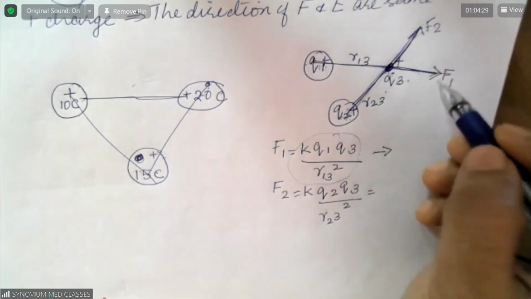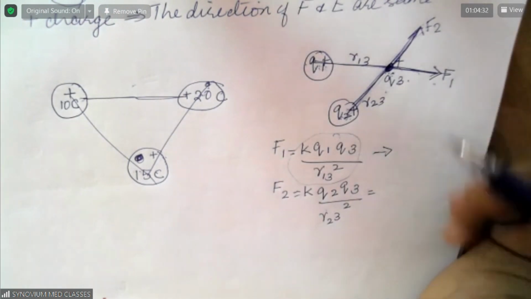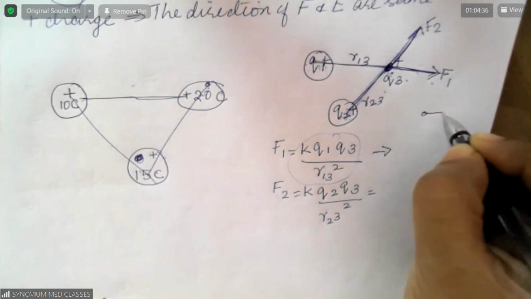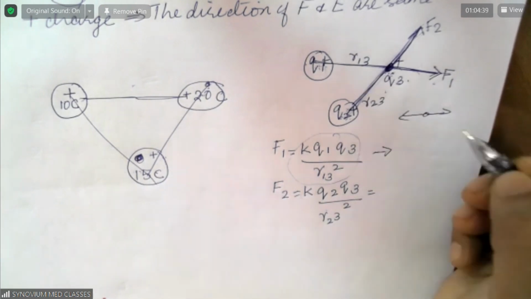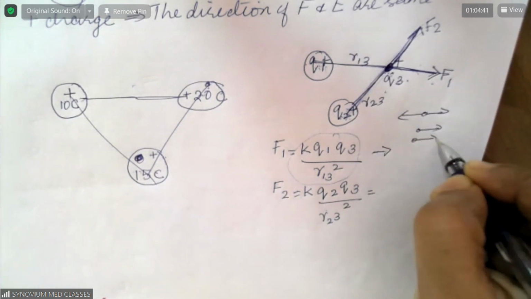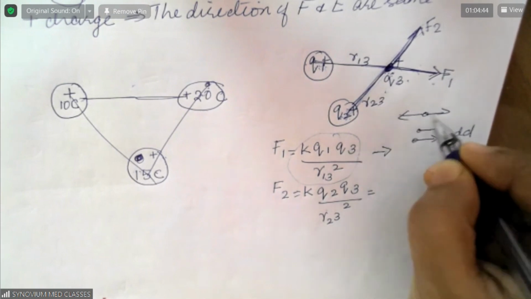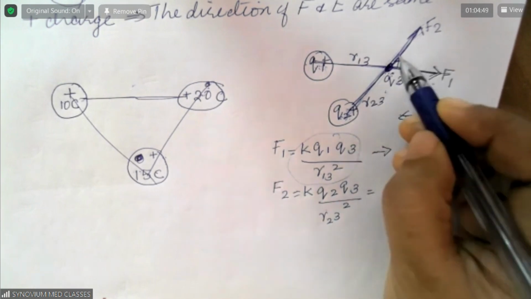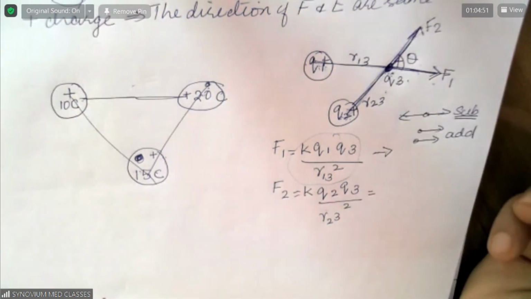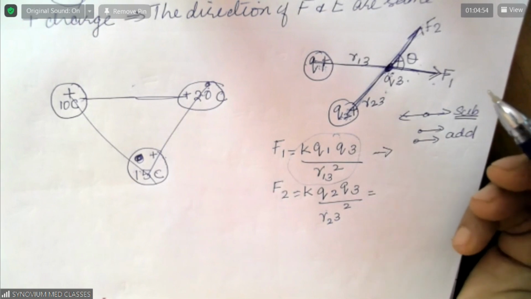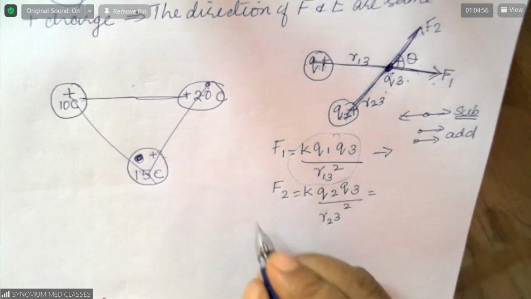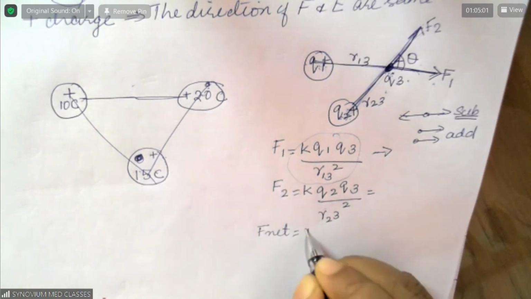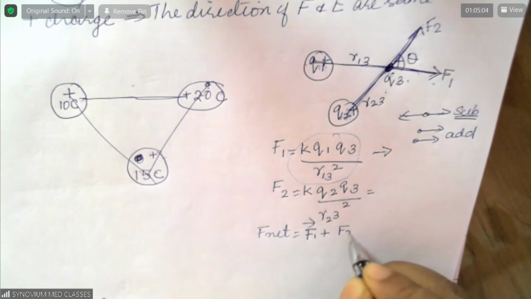Now, you've got two forces. How will you find the resultant? In the earlier case, we simply added or subtracted. If you get two forces in the same direction, you add. If you get the forces in opposite directions, you subtract. If there is an angle between them, what will you do? Net force is equal to the vector addition of F1 plus F2.